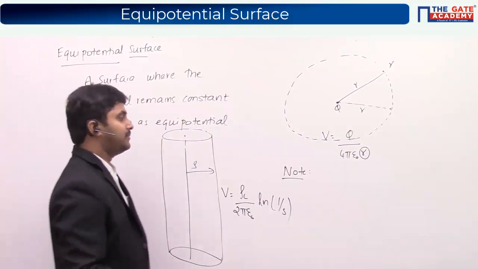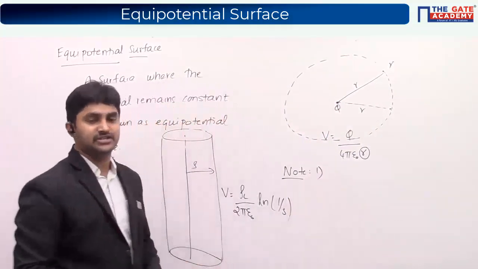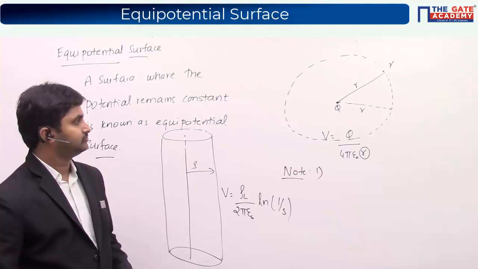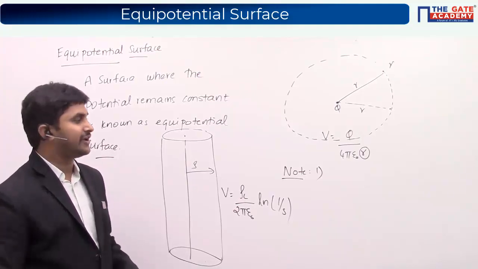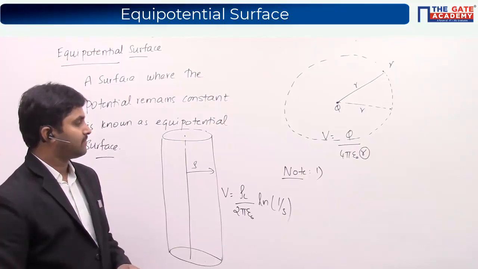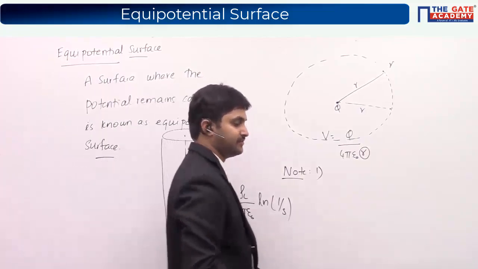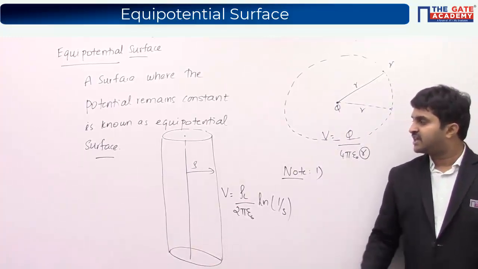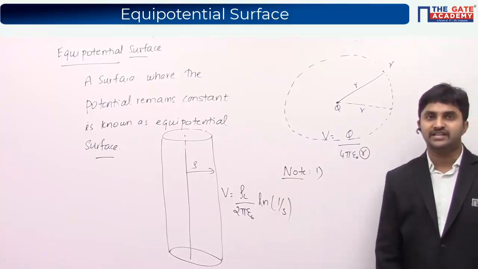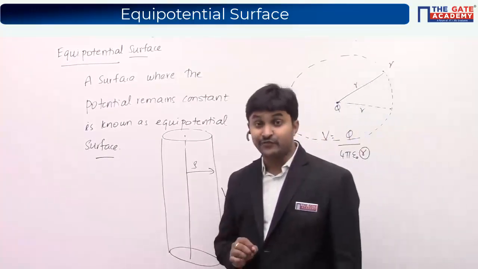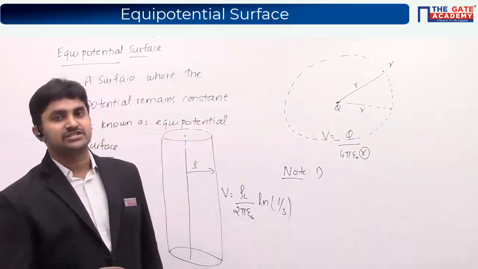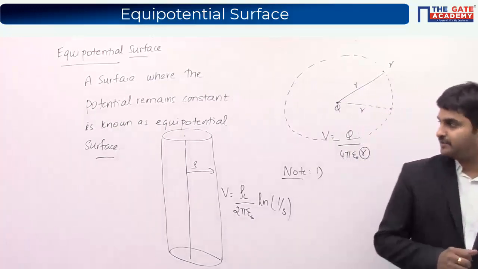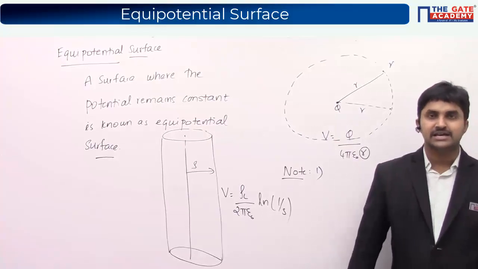Point number 1: the equipotential surface for a point charge is a sphere, a spherical surface. The second point: the equipotential surface for an infinite line charge is a cylinder, a cylindrical surface.